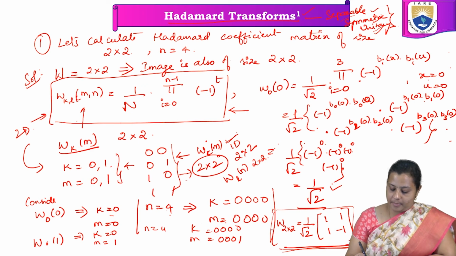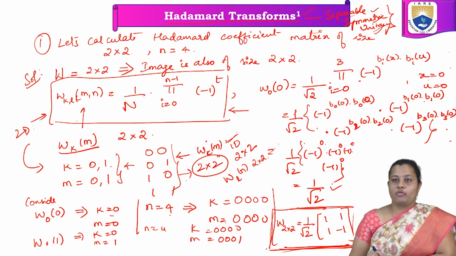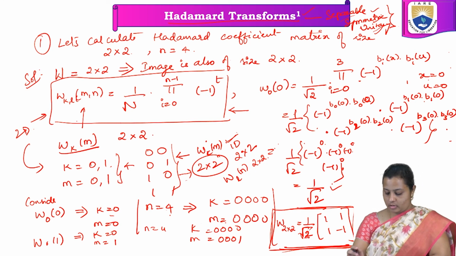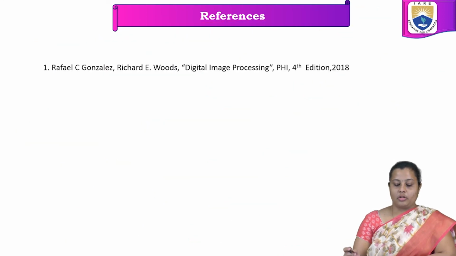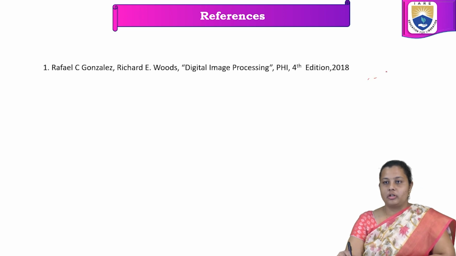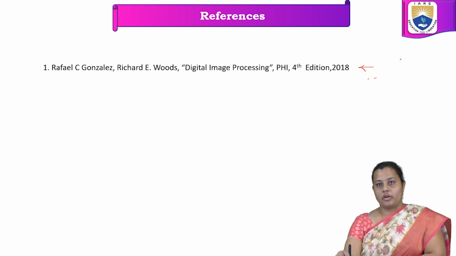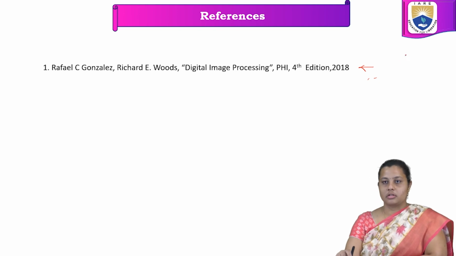So I get my transform coefficient matrix of size 2 cross 2, for any image, as 1 by square root of 2 into 1, 1, 1, minus 1. So this is the reference that we have been talking about. From this we can get to know all about our image transformation techniques.